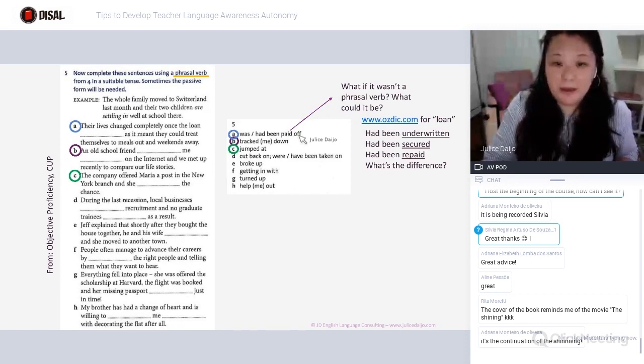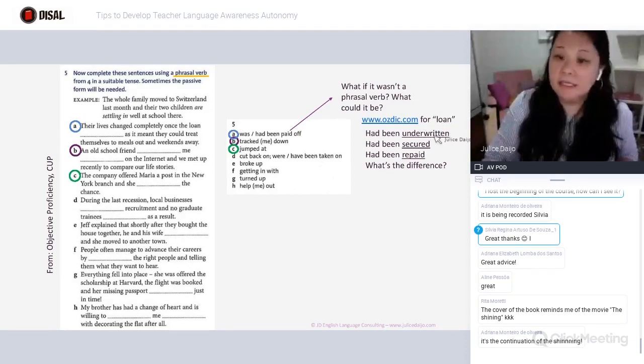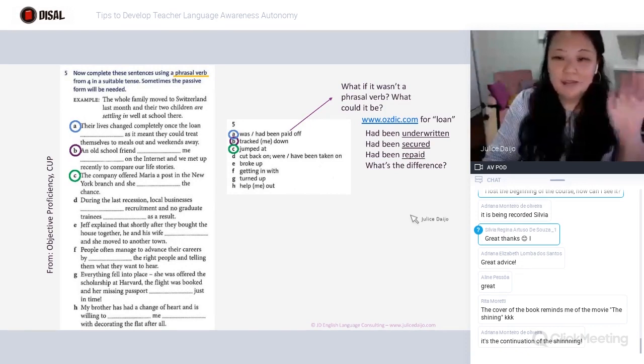So I found there, instead of pay off, it could be underwritten, the loan had been underwritten, secured, or repaid. And then you keep asking questions. So what's the difference if your loan has been underwritten, secured, or repaid? I'll leave this as homework. You guys can check later.